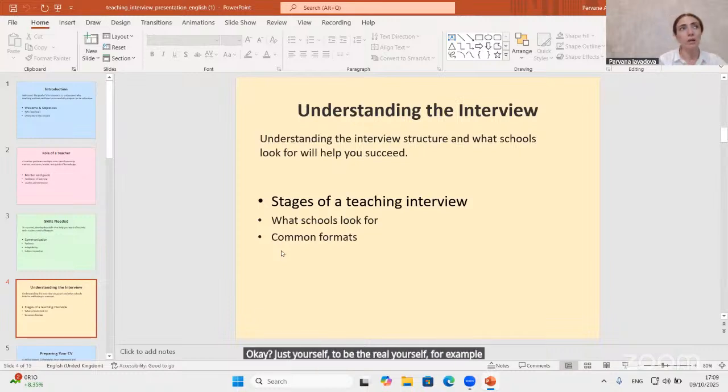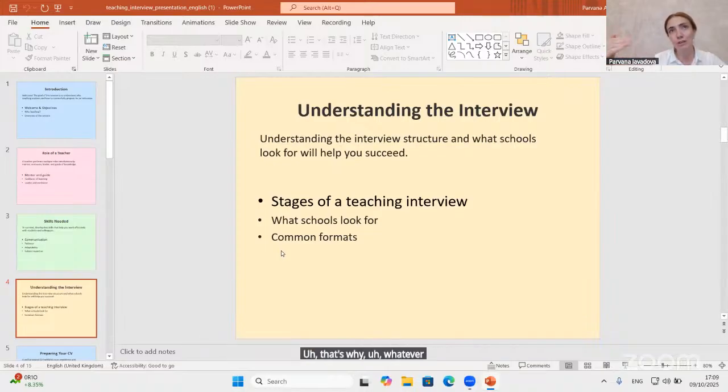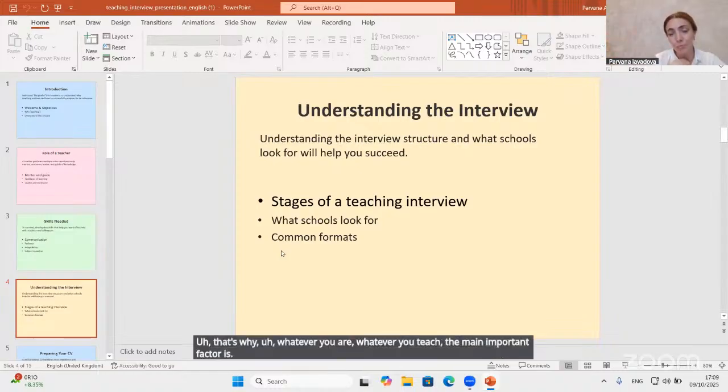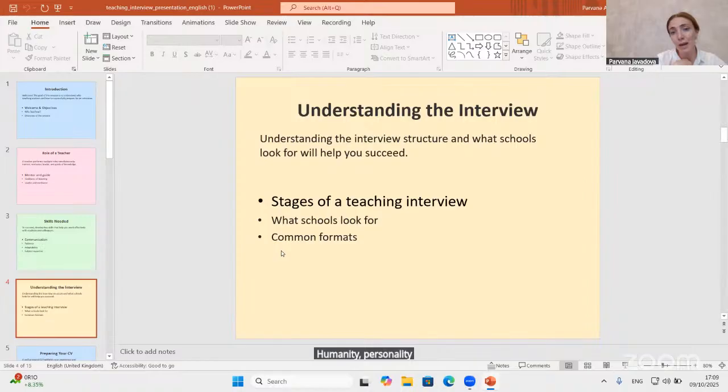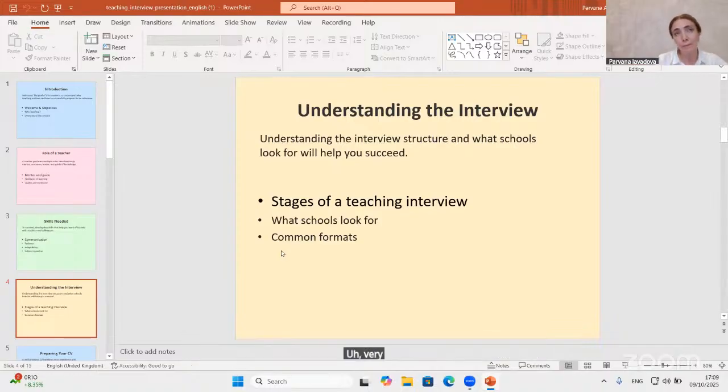You will talk about everything that you have done. You'll talk about the experience that you have gained. That's why, whatever you are, whatever you teach, the main important factor is humanity, personality. That's why you have to be a good person and a good human, even to pass the interview. In most interviews, the human factor is very important.